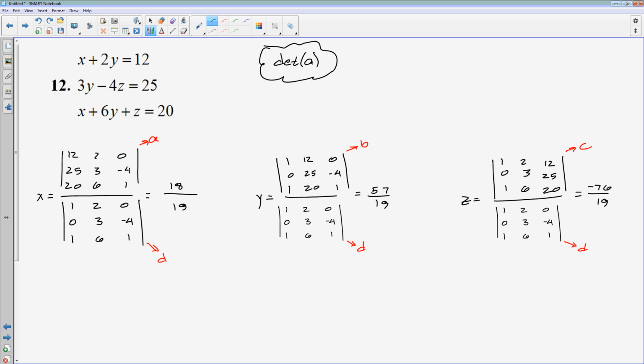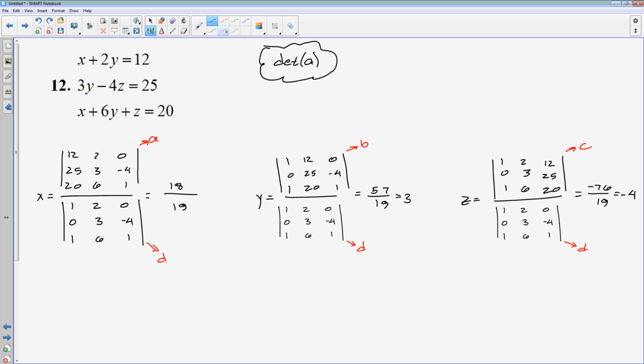So let's see, 57 divided by 19, that's 3. So we get 3 for y. Negative 76 divided by 19 is 4. Whoops, negative 4. So I got nice answers for y and z. I'm going to double check my determinant for the first one, because I may have made a mistake. This could be right, but I'm going to double check and look at my matrix. Let's see. Let me go down and look at that matrix. And 12, 25, 20, 2, 3, 6, 0.